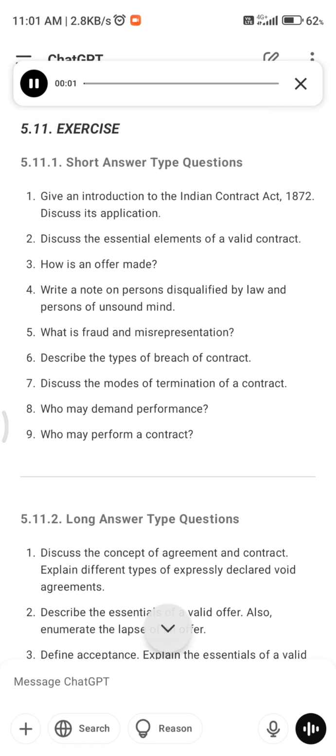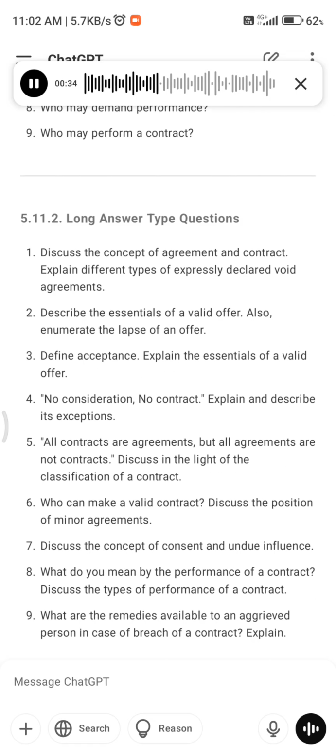Chapter 5.11. 5.11.1 Short answer type questions. 1. Give an introduction to the Indian Contract Act 1872. Discuss its application. 2. Discuss the essential elements of a valid contract. 3. How is an offer made? 4. Write a note on persons disqualified by law and persons of unsound mind. 5. What is fraud and misrepresentation? 6. Describe the types of breach of contract. 7. Discuss the modes of termination of a contract. 8. Who may demand performance? 9. Who may perform a contract?